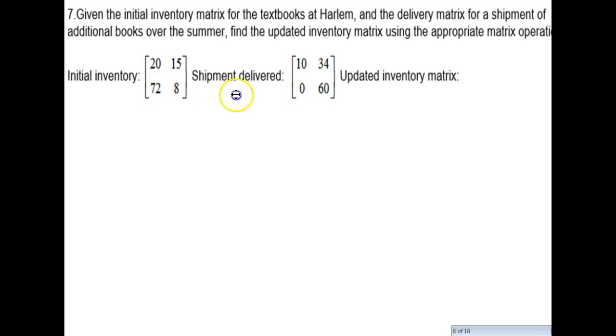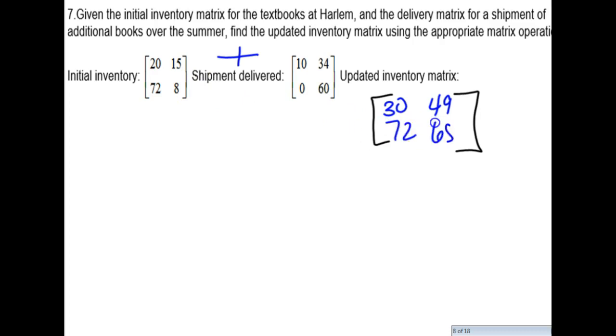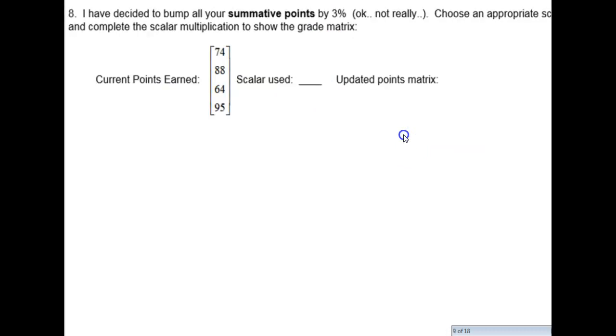Now, this question is not a multiplication question. We have inventory. We started with this many. We got a shipment, so we need to add these together. So that's an easy peasy lemon squeezy question. You just add up the components. 20 plus 10 is 30. 15 plus 34 is 49. 72. And 68. And you don't have to interpret the matrix in this case. You just have to find the resulting matrix. Easy.